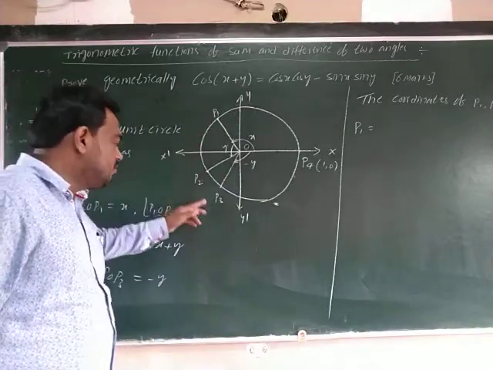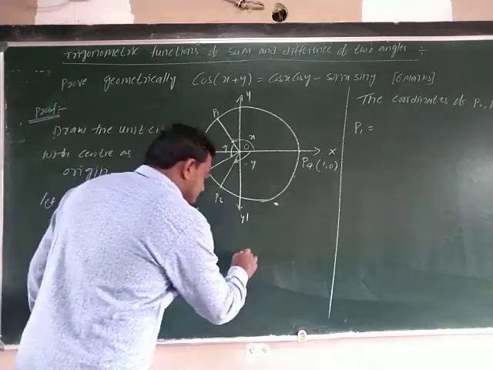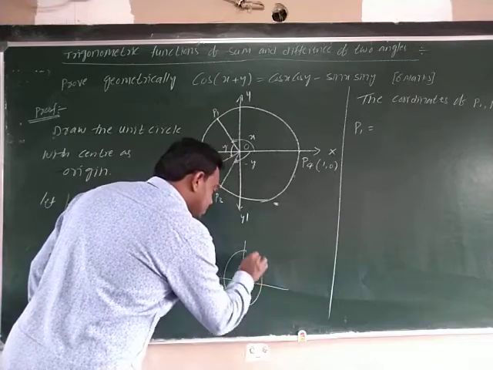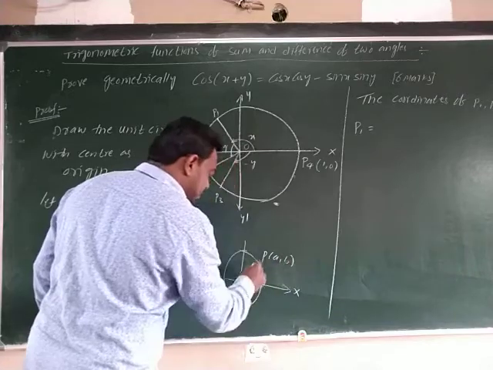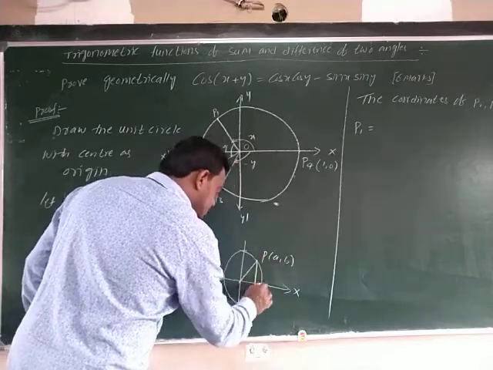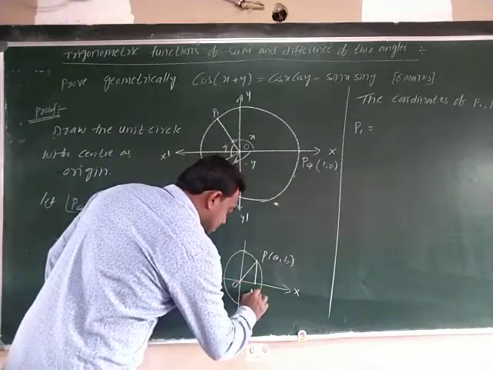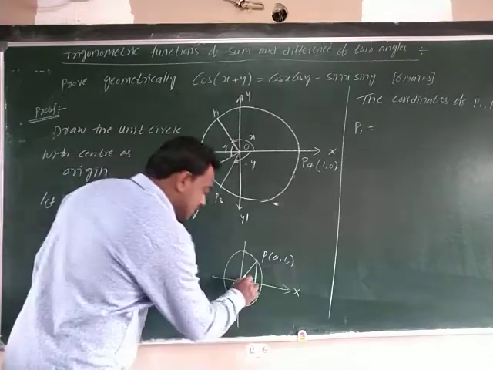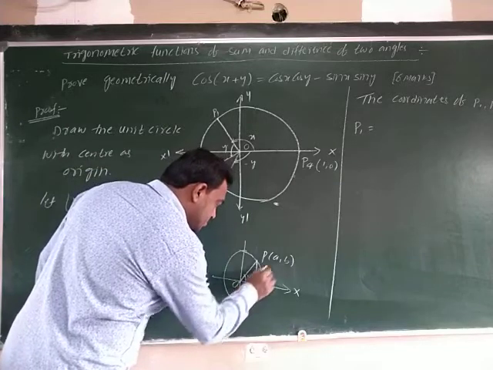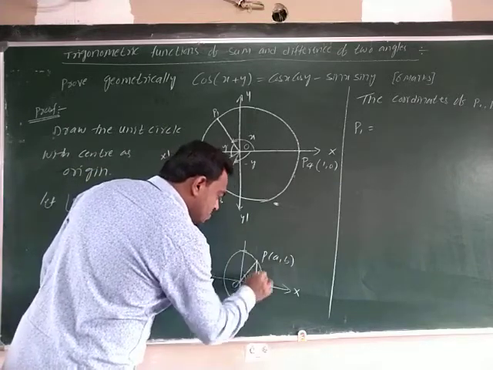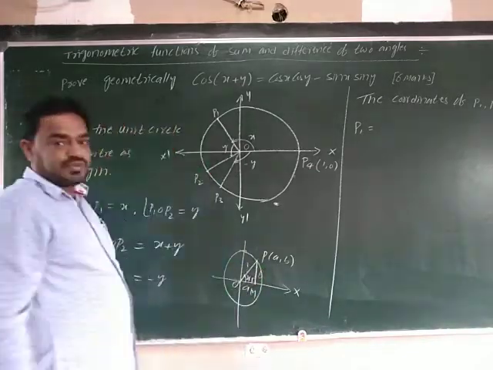Now P1, P2, P3, these we have to write. You see, we already learned this one. This is the unit circle. P with coordinates a comma b is any point. Then you join this, and from P to the x-axis you draw the perpendicular line. This is the angle x, this is the right angle. So OM is the x coordinate a, PM is the y coordinate b, and OP is the radius 1.